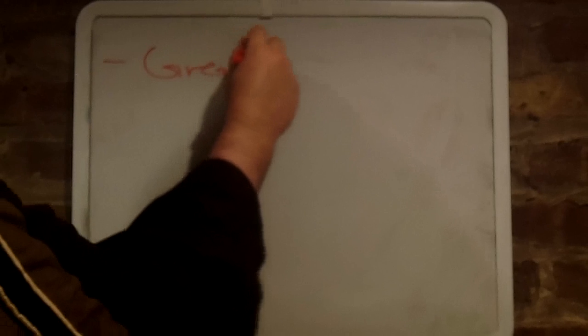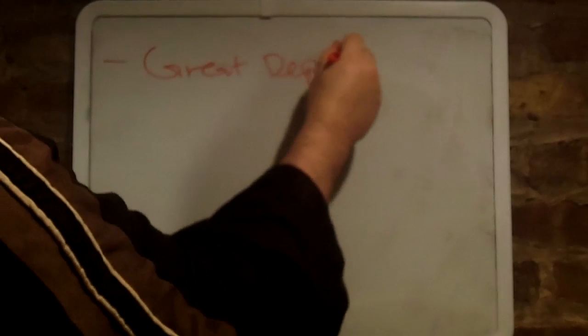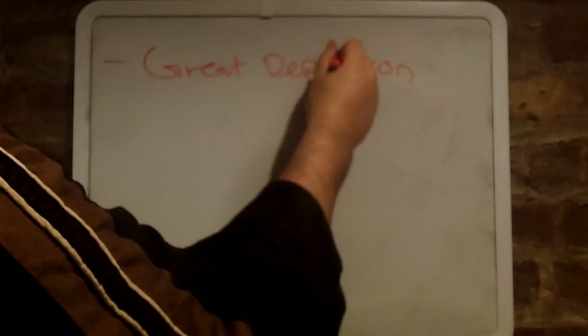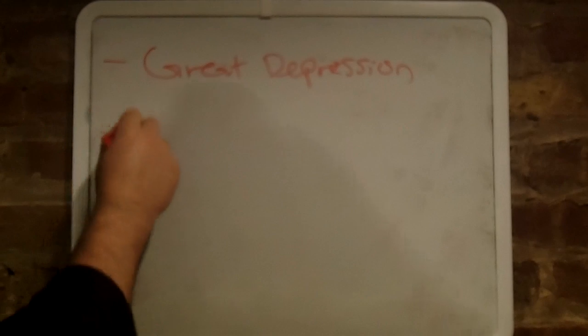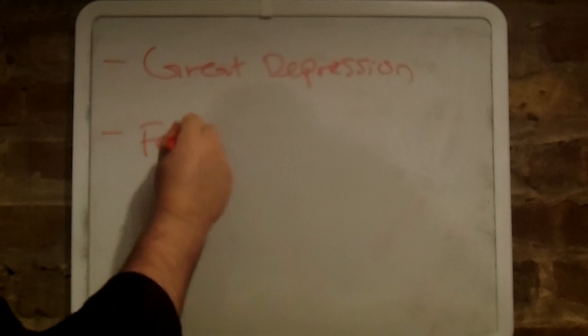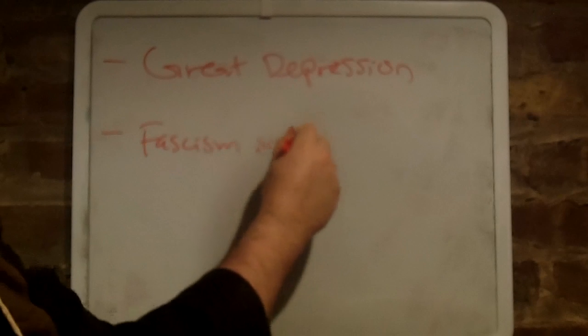Okay, so getting back to the consequences of World War I. So we have resentment in Germany as a result of the Treaty of Versailles. Beginning in 1929, we have the Great Depression, which affects the whole world. And this makes things even worse for the German people. And this leads to the rise of fascism. So fascism in Italy and Nazism in Germany.